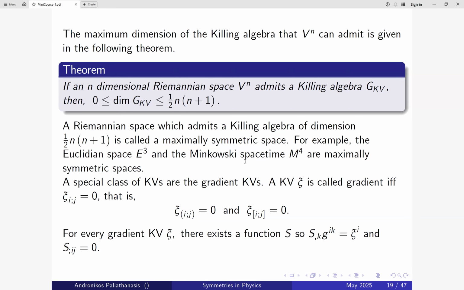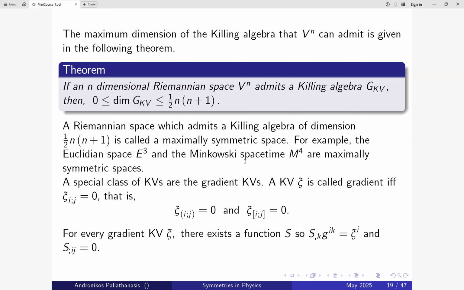Now, regarding the Killing algebra, the maximum dimension of the Killing algebra of a Riemannian manifold Vn is given by the following theorem. If an n-dimensional Riemannian space Vn admits a Killing algebra G_KV, then the dimension of the Killing algebra is between 0 and n(n+1)/2. The case where the dimension is equal to n(n+1)/2 is the case of a maximally symmetric space.